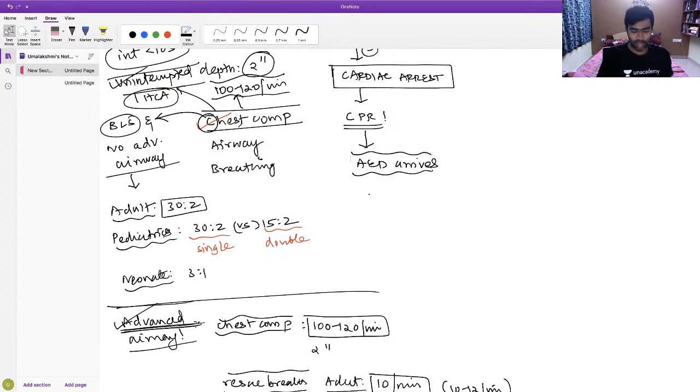Can anyone tell what the differences are between an AED and a manual defibrillator? Because we have two things: one is called the AED, and the second is a manual defibrillator. So you need to tell me: what is the difference between an automated external defibrillator and a manual defibrillator? I'm waiting for your answers.